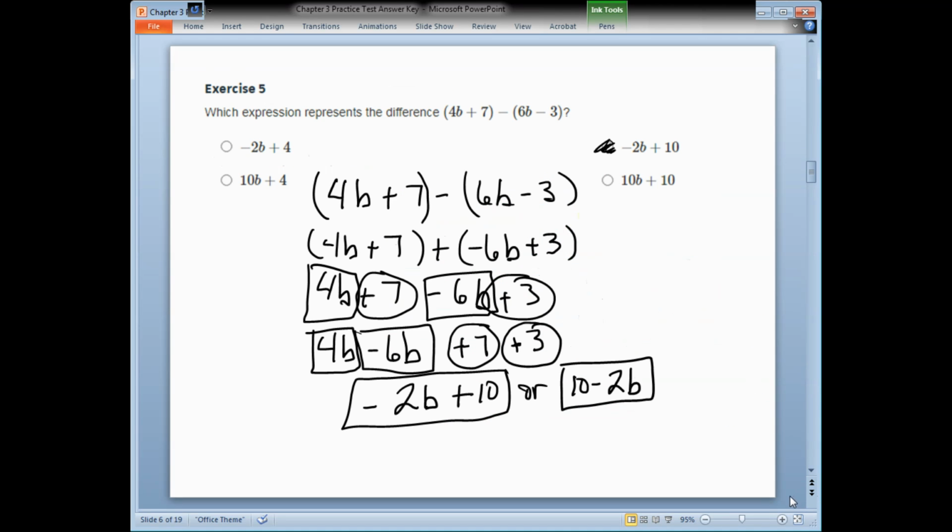Next. Number 5, which expression represents the difference? So difference, remember I need to turn the subtraction into addition by adding the opposite. The opposite of 6b is negative 6b. The opposite of negative 3 is positive 3. Then I look in front of these, hey, there's nothing in there. There's nothing to the left of these linear expressions. Drop the parentheses again. Then I go through the same process, and you can see the answer. All right? Go through that process for simplifying linear expressions.